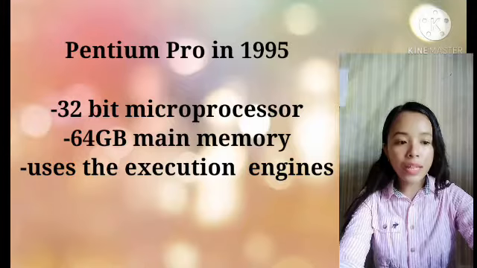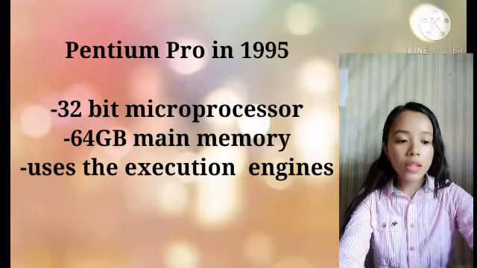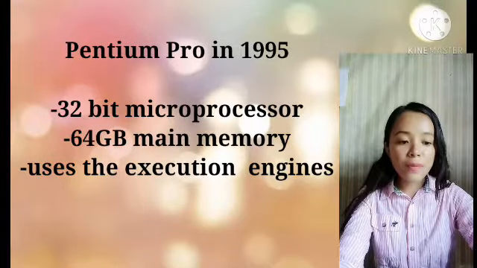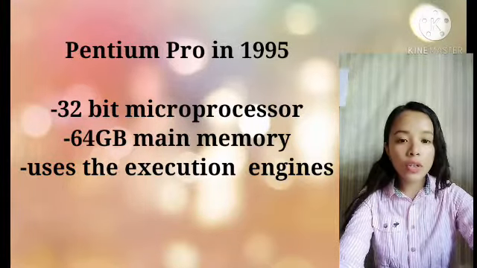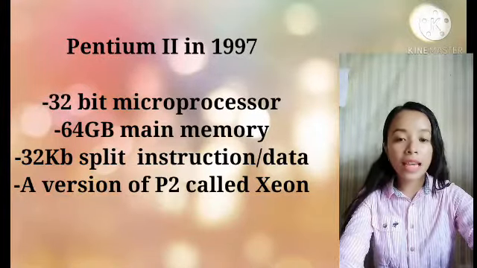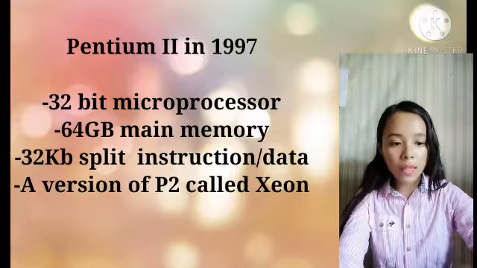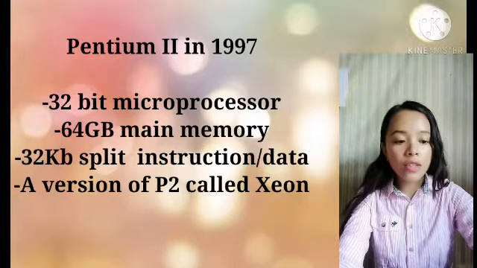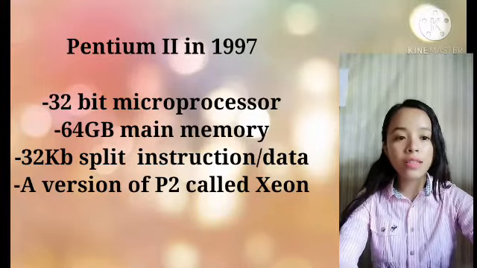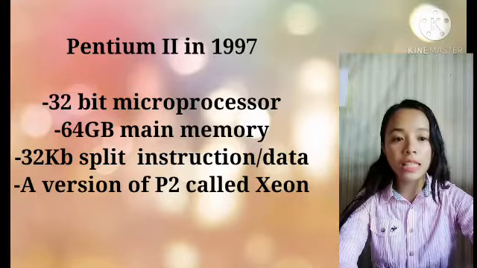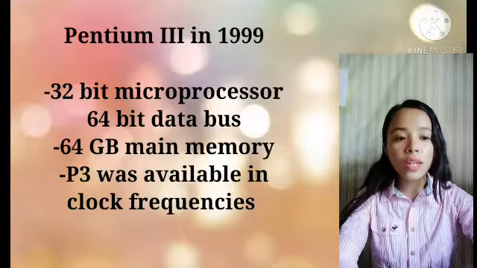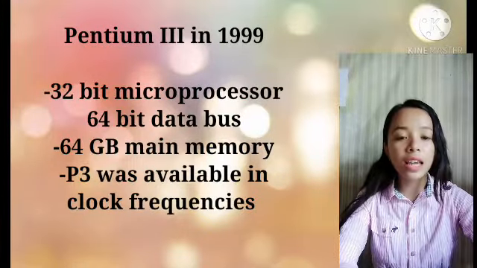Next is the Pentium Pro in 1995. It is a 32-bit microprocessor. It also has 64 gigabytes main memory and uses execution engines. Next one is the Pentium 2 in 1997. It has a 32-bit microprocessor and 64 gigabytes main memory. Also, it has 32 kilobytes split instruction and data cache. And lastly, a version of the P2 called Xeon. The next one is the Pentium 3 in 1999.